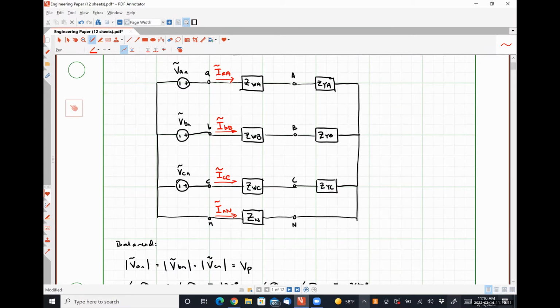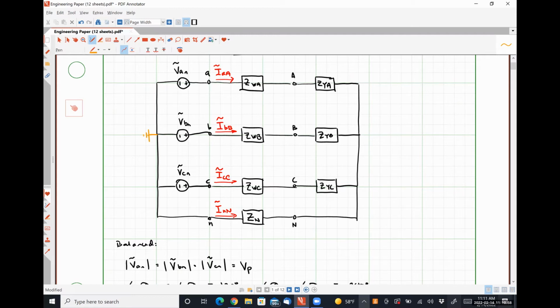Okay. So what I'm going to do is I am going to just set one node in this system to be ground or be a reference to make my life easier. And I am going to choose the source side neutral as my reference. Okay. Now, in reality, a three-phase system like this is not connected to ground at all. But I'm just going to choose this node to be my reference to be able to refer things back to.